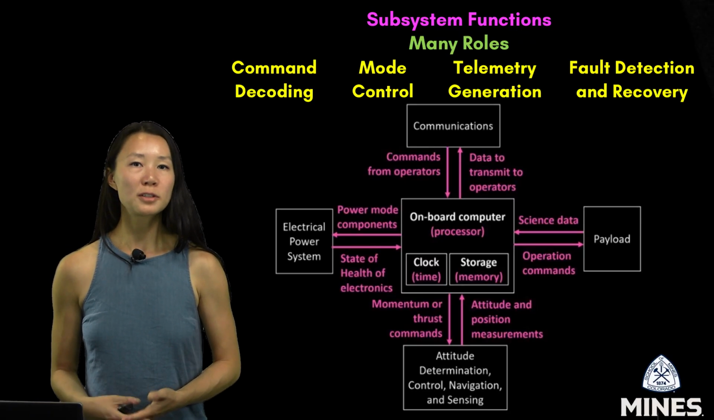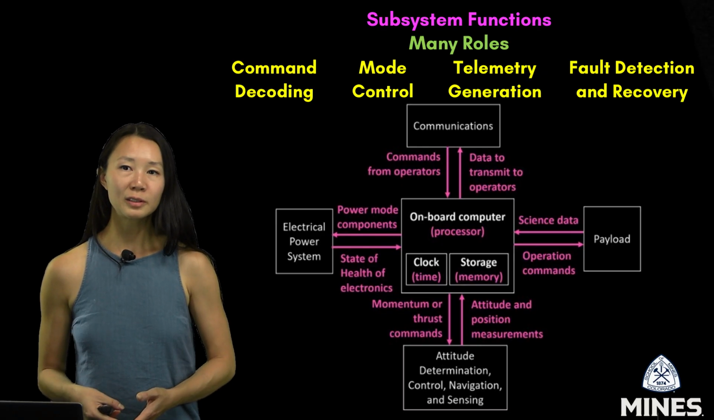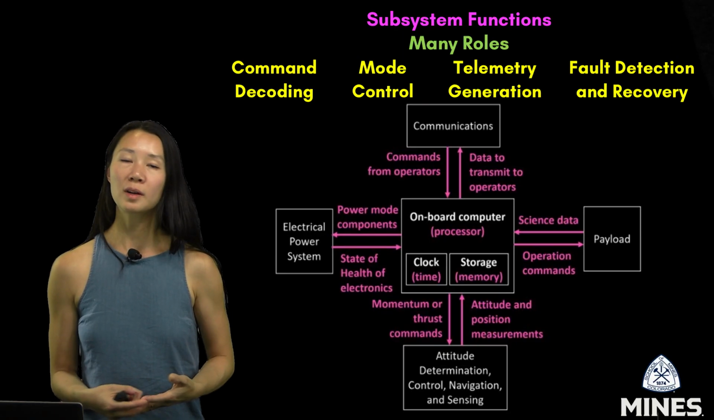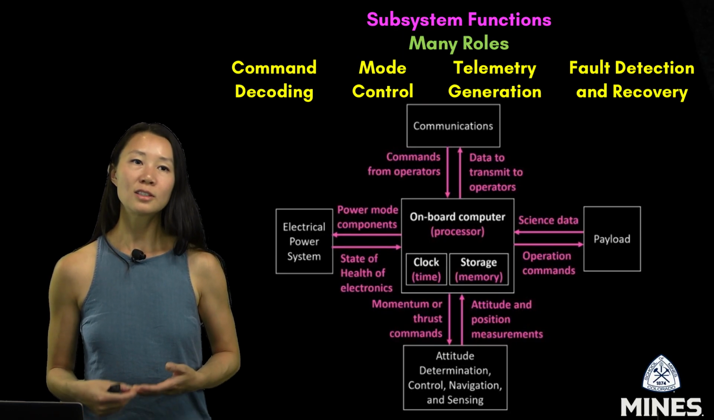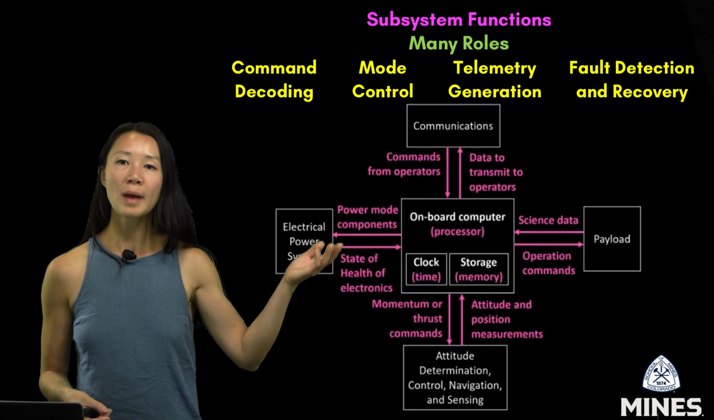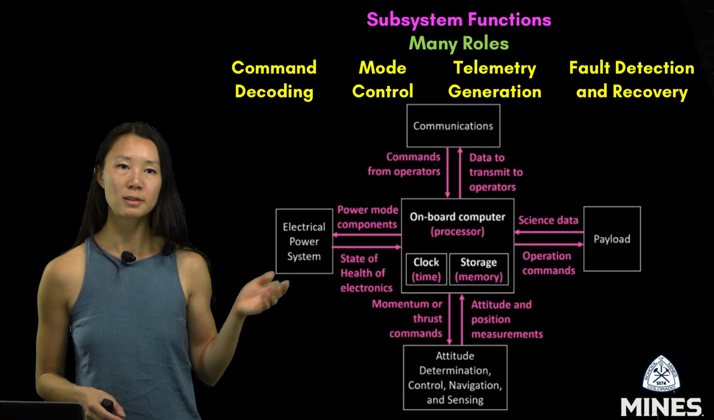Next, we want to talk about mode control. The OBC is also in charge of managing what mode each subsystem is in. That could include telling the electrical power system to enter low power mode or commanding the ADCS to change its orientation mode. You can see this shown through the diagram through the power mode component signal going between the onboard computer and the electrical power system.